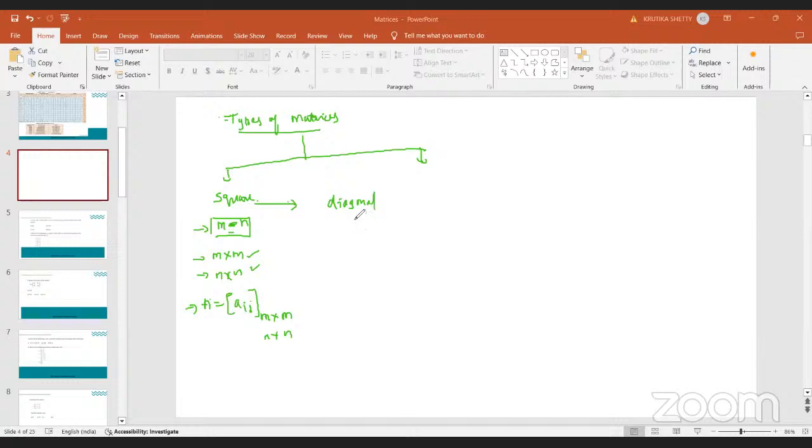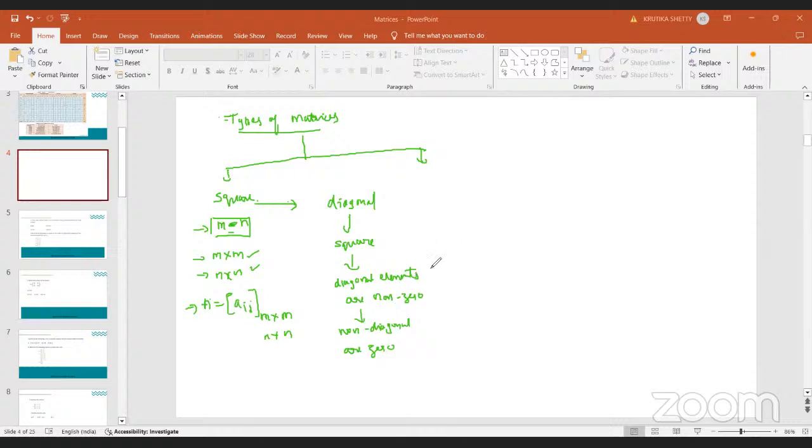So a matrix is said to be a diagonal matrix, it is a square matrix first. All the diagonal matrices are square matrices. So a square matrix is said to be a diagonal matrix if the diagonal elements are non-zero and the non-diagonal elements are zero. This one you try to understand.